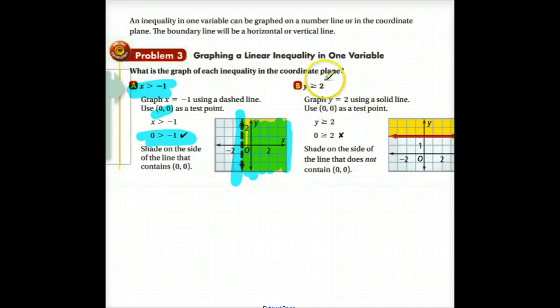Y is greater than or equal to 2 is a horizontal line at 2. They tested 0, 0. They put 0 in for y. 0 is greater than 2? Or sorry, 0 is not greater than 2. So since 0, 0 is not a solution, they shaded everything above the line.